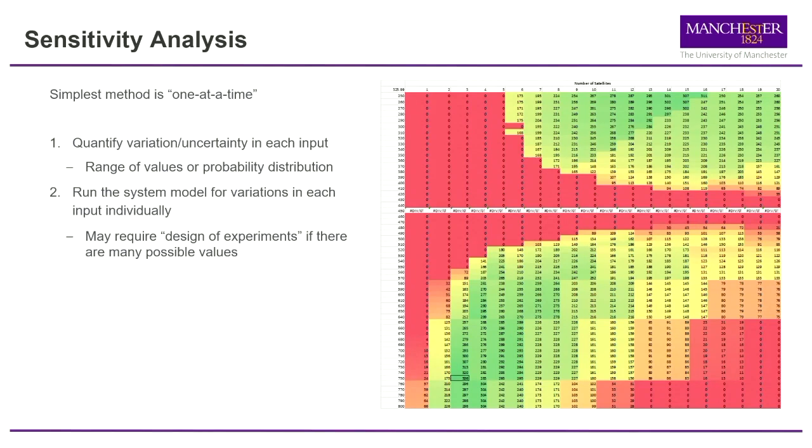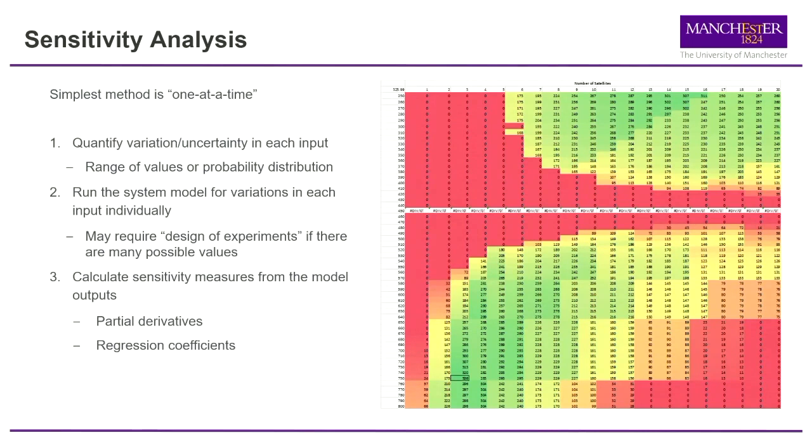In this case, this is essentially just a grid. I'll show you how it works in the spreadsheet in a little while, but this is essentially a two-dimensional case where we're changing two things and seeing how the output changes. Okay, and then we can color code it and look, okay, where's my best output? This is essentially a really coarse optimization at the same time.